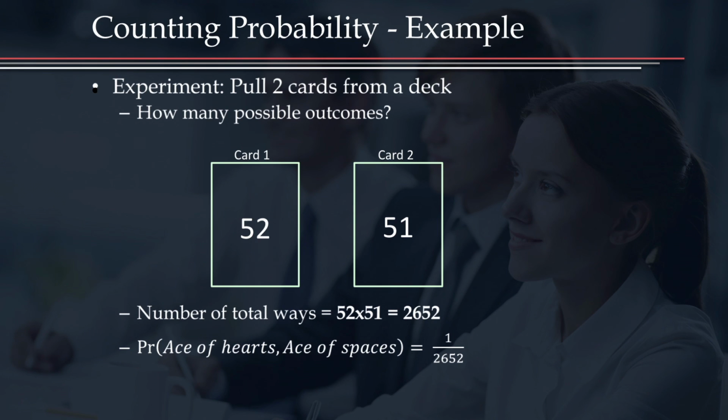And I can use this now in calculating probabilities. For example, the probability of getting an ace of hearts and then an ace of spades is 1 out of 2,652, and I hope you weren't betting on that. These have been just a couple of examples of counting the number of outcomes in an experiment, which is sometimes the hardest part.